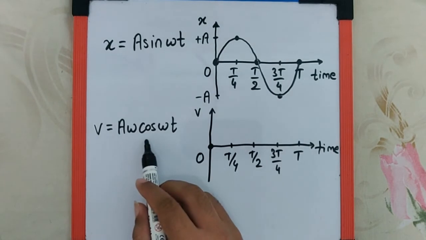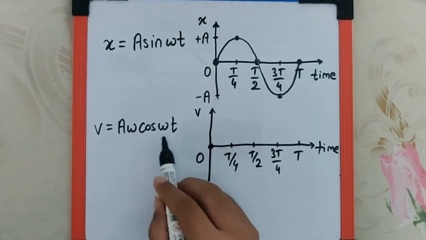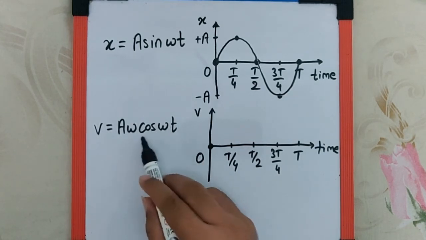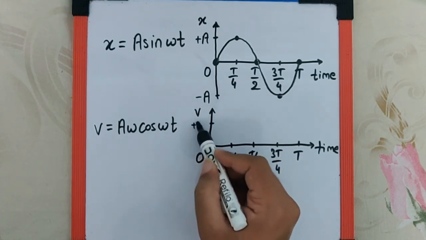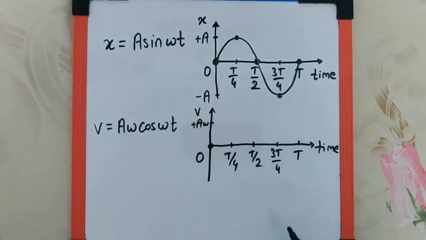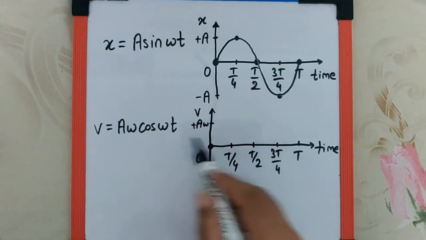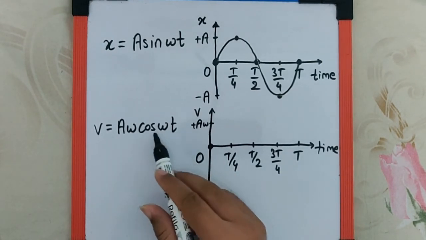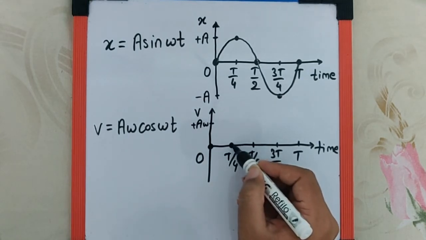So if we try and again plot the values, for 0 we get omega t to be 0, so cos of 0 is 1 this time, and so v is a omega, which means it starts from upper extreme. The value of velocity starts from upper extreme. Then if we put t by 4, we get the angle as pi by 2. Cos pi by 2 is 0, which means the velocity at t by 4 becomes 0.